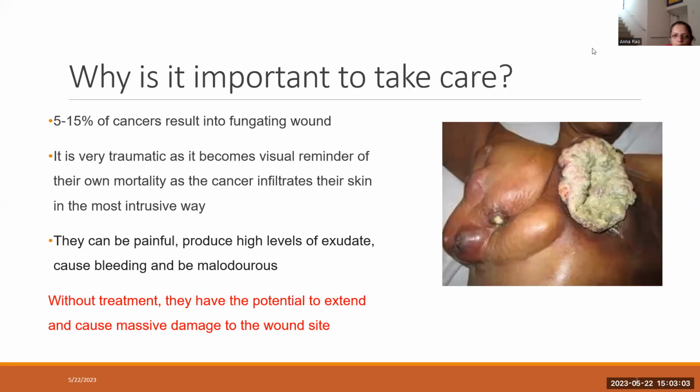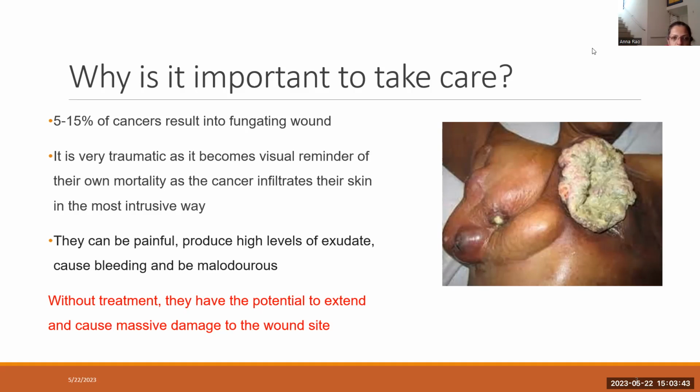So why is it so important to take care of these types of wounds? These numbers are taken from research. Around 5 to 15% of cancer patients are bound to develop a fungating wound. It becomes very traumatic when this kind of wound is on the body parts, and especially when it is on the visual side, say on the open sides, right? Because it will be seen by others also.